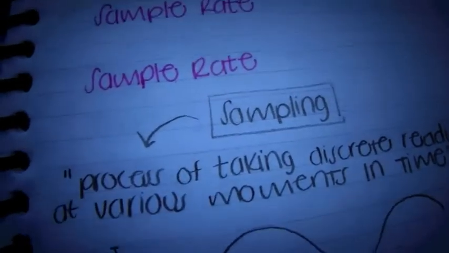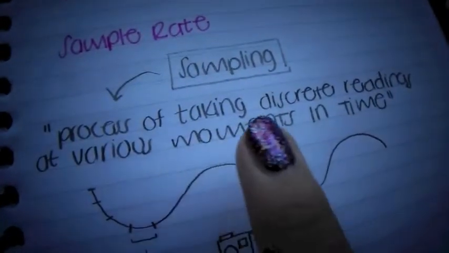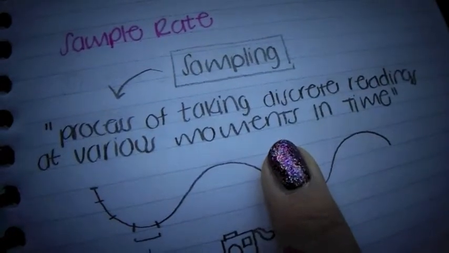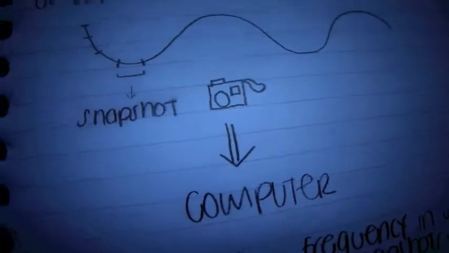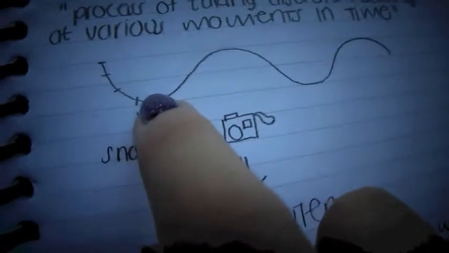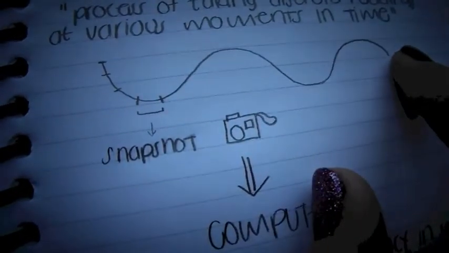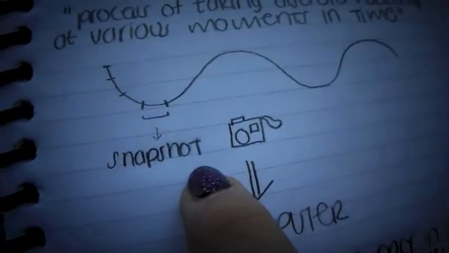Let's talk a little bit more about sample rate. Sampling is the process of taking discrete readings of various moments in time of a signal. So let's look at it this way. We have a signal right here, and we decide to make a measurement here, then here, here, here, and so on. Let's think about each measurement as a snapshot.